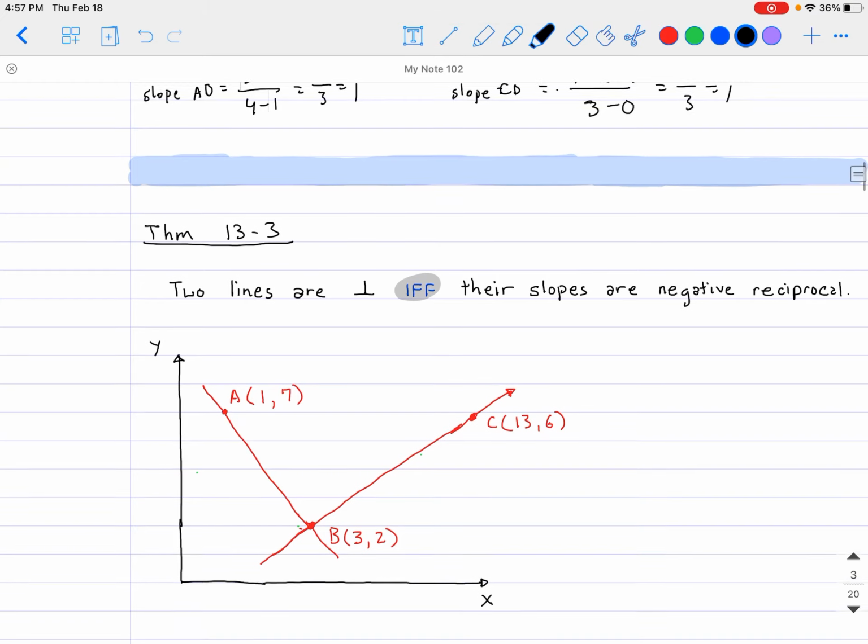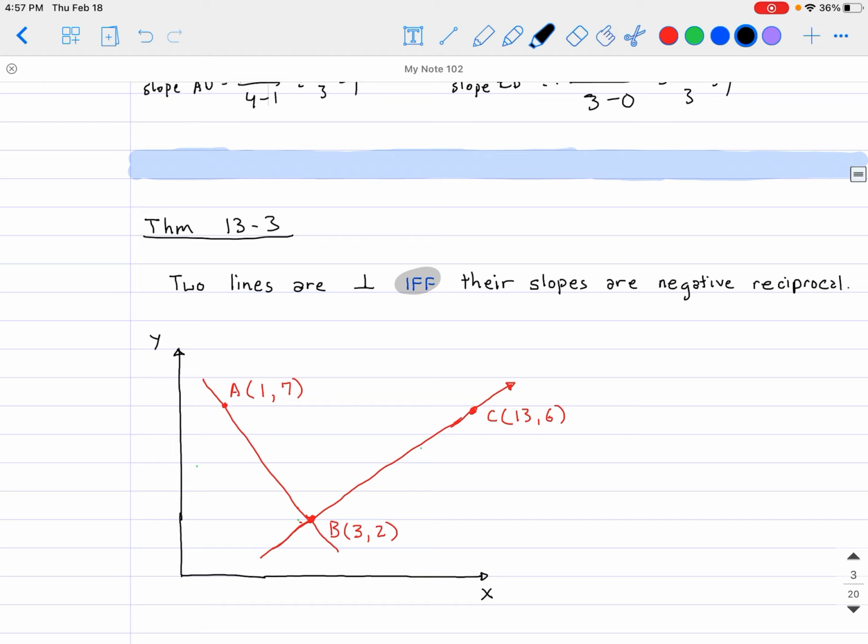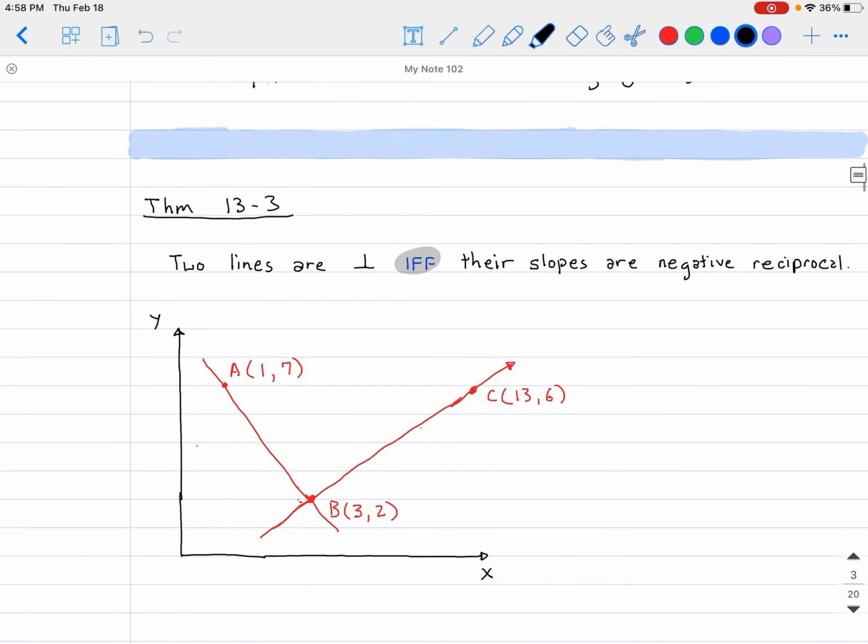So in this problem, what I'm trying to say is that if the two lines are perpendicular, then their slopes should be the negative reciprocal. And at the same time, if their slopes are negative reciprocal, then that means those are going to be perpendicular lines. So here, just like with theorem 13.2, and also 13.1, I think it might be best if I actually show you numerically, so that way you can come to draw this conclusion.